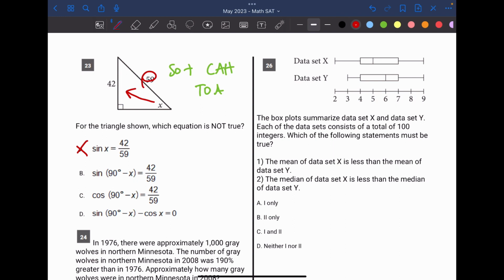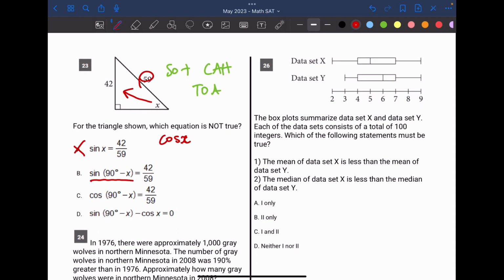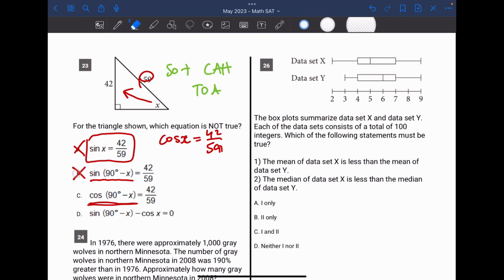For B, let's do the exact same thing. We know that sine of 90 minus x is cosine of x. This is something you have to memorize as well. But yeah, is cosine of x equal to 42 over 59? No, this is wrong. Sine x is 42 over 59. Cosine x cannot be the same, so it's wrong. Oh, I mean, this is actually right. It's not true, so we're going to circle it.